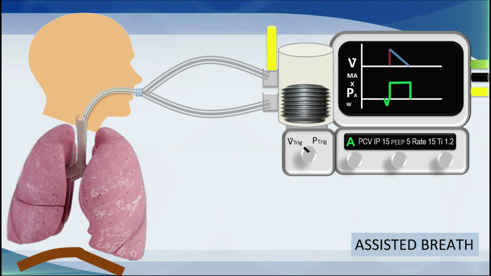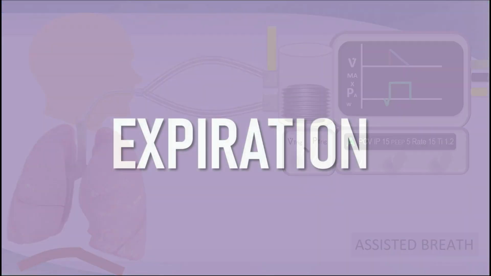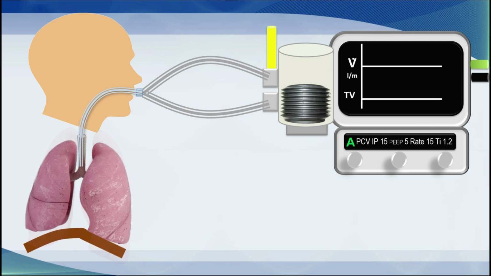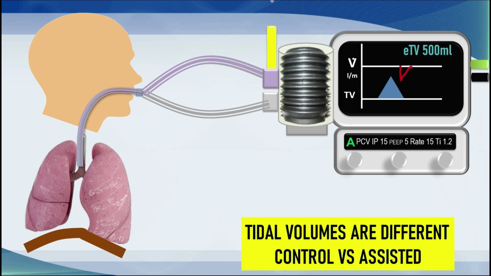This assisted breath is different to the control breath due to the greater pressure ramp, and the tidal volume should be greater. You will note that there is an A on the screen that pops up to tell you that the patient's breath has been assisted. Again, expiration is entirely passive. It's all elastic recoil due to the increased pressure ramp, though that exhale tidal volume should be reading a slightly larger volume than the controlled breath.